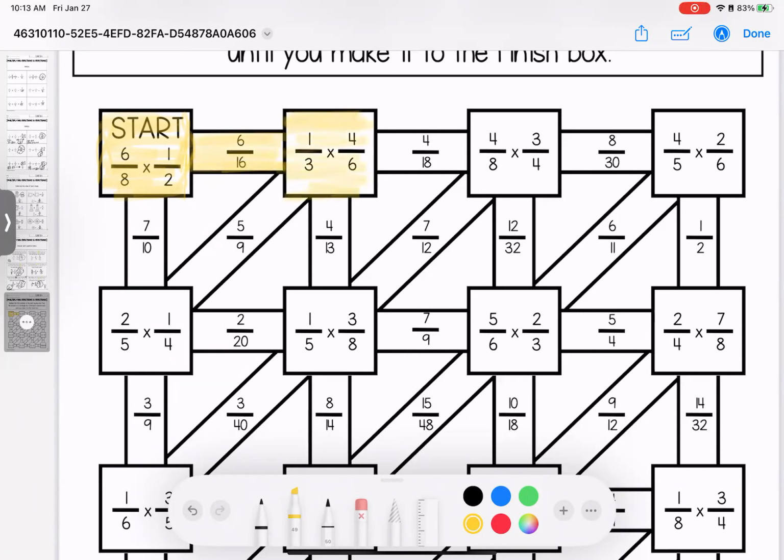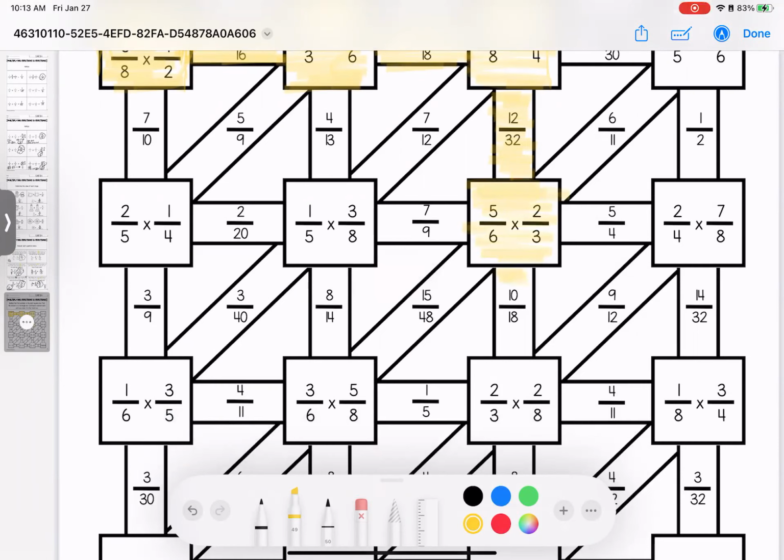1/3 times 4/6. When I multiplied, I got 4/18. And then I did my next one. 4/8 times 3/4. 4 times 3 is 12. 8 times 4 is 32. So we followed this one down. 12/32. 5/6 times 2/3. 5 times 2 is 10. 6 times 3 is 18. So we're coming down here.